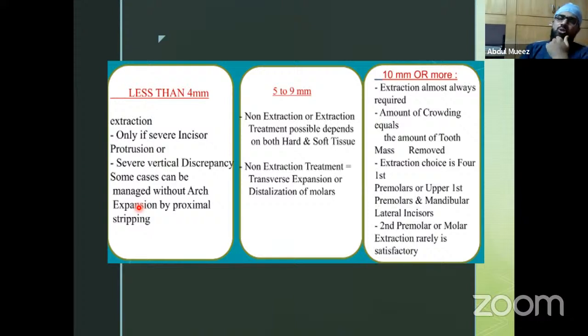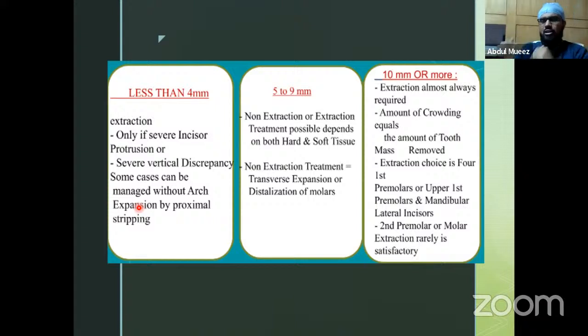For non-extraction procedures, if the space requirement is about 5 to 9 mm, you can think of transverse expansion or distalization of the molar. Distalization is where you are moving the molars backwards, that is, posteriorly distalizing them. If the space requirement is 10 mm or more, directly go for an extraction. No expansion will help you out in this regard.